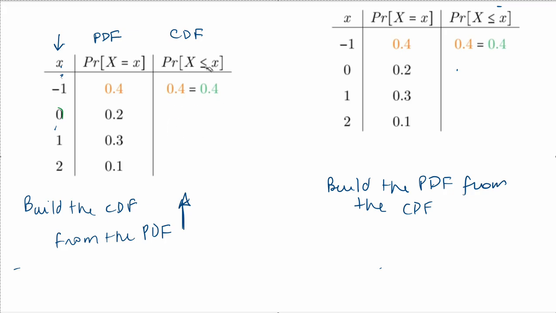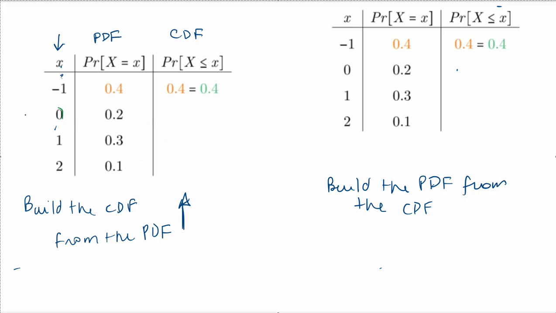Cool? Because, well, you don't have anything smaller than 1. So this probability turns out to be just the equal. And the equal you have, it's 0.4. Okay?